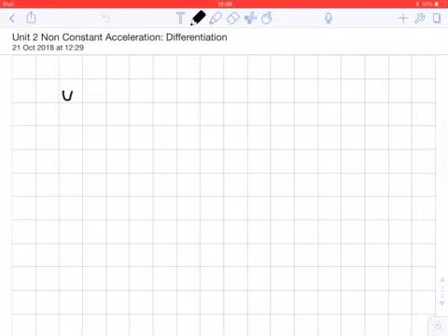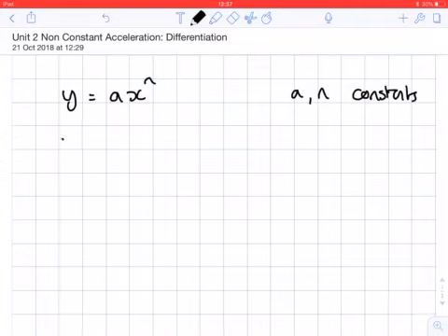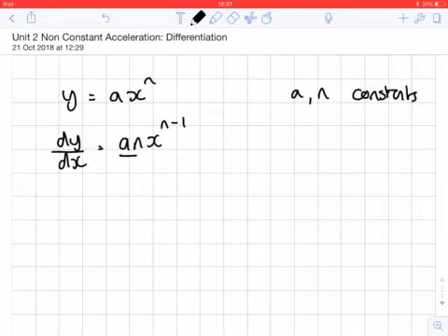So if we imagine that we have a function y is equal to ax to the n, where a and n are constants, i.e. just numbers, then the differential of this would be dy, change in y, over change in x, is equal to anx to the n minus 1. So technically we bring the old power down and multiply it as the coefficient, if there is one, and we reduce the power by 1.